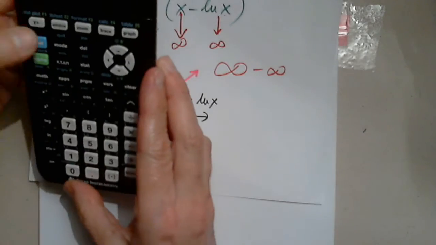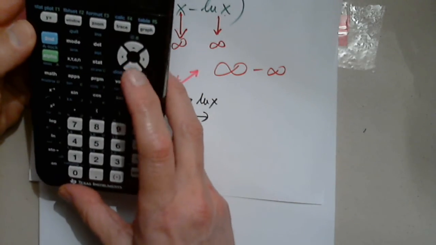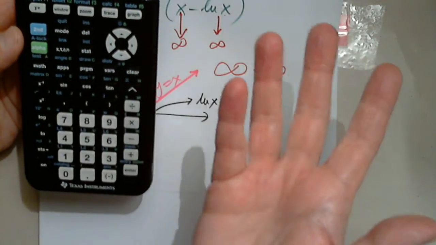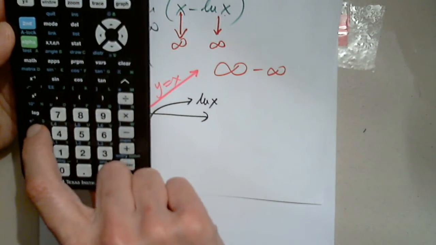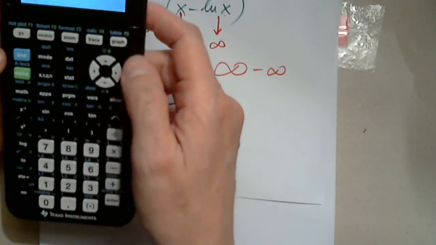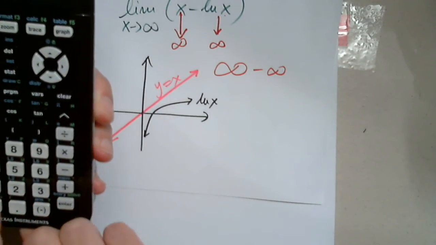Yes, there is another way. I can go back to y equals and punch it in. It's another way. Or I can use the table. It doesn't matter. Whatever you want to do. Minus natural log x. And go to second and table. And just punch in 400.